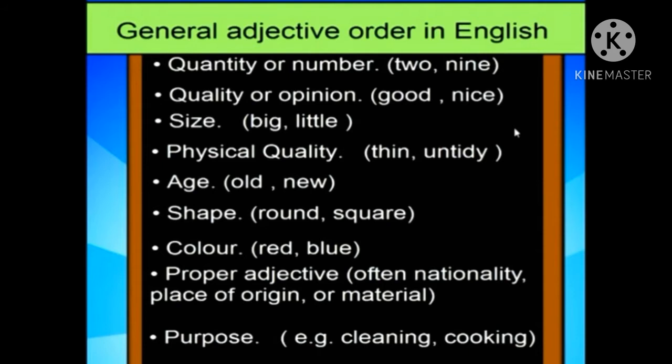For example, 1, 2. Quality or opinion, good, nice. Then is size, big, small, little. Physical quality, thin, untidy. Next is age, old, new. Shape, round, square, circle, whichever. Color, red, blue, green. Proper adjective, often nationality or origin or material. Then last one is the purpose, for using for cleaning, cooking, etc. After using these adjectives, you have to use the noun which we are describing.